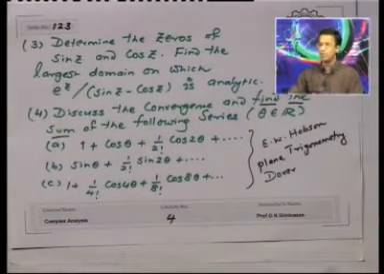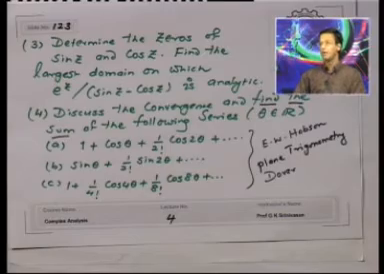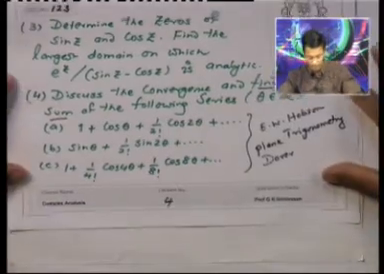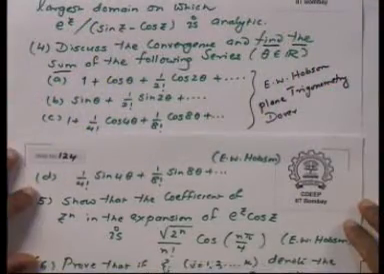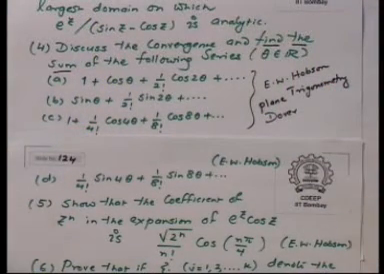I am sure your library has it, any old library will have it, because it has existed for a long time. There is one more problem of that kind, part D: 1 over 4 factorial sine to the power 4 sine 4 theta plus 1 over 8 factorial sine 8 theta, etc.